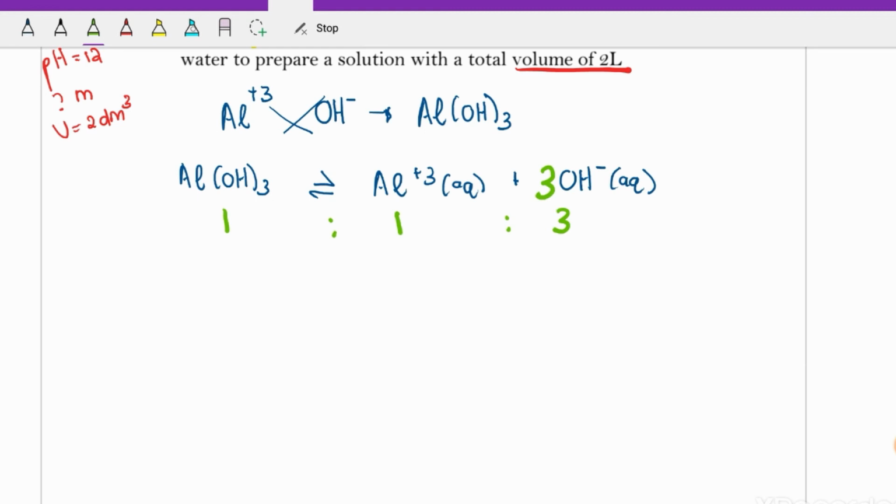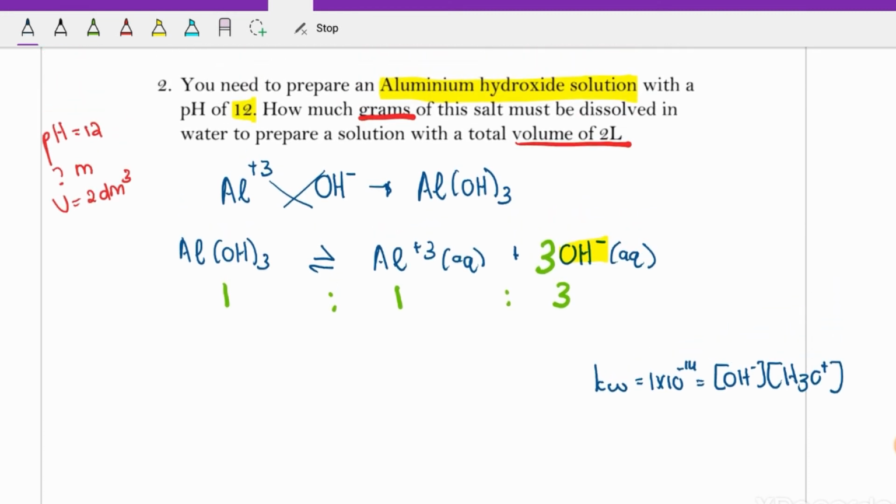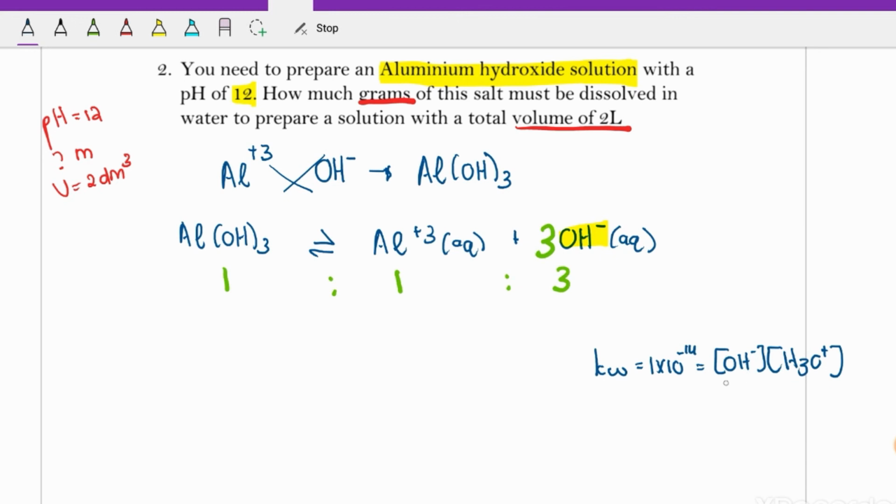We know, because we have hydroxides in my reaction equation, that we are going to work with the ionization constant of water to calculate the hydronium ion concentration. So we're going to work with this equation to work out the concentration of your hydronium ion. And then from there on, you can calculate the hydroxide ion concentration.